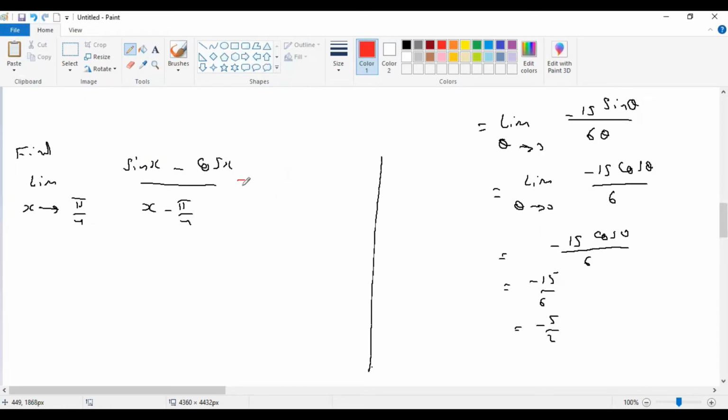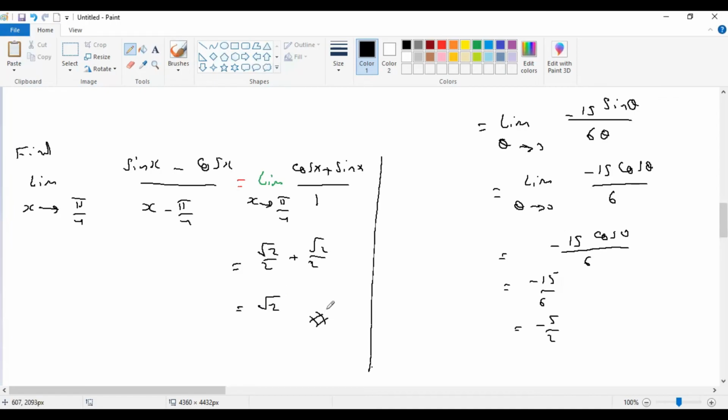So it is equal to the limit as x approaches pi over 4. The numerator is sine x minus cosine x. The derivative of sine is cosine, and the derivative of minus cosine is plus sine x, and the derivative of x is 1. So now this is radical 2 over 2, or 1 over radical 2, plus the same radical 2 over 2, all over 1. So the answer would be radical 2.